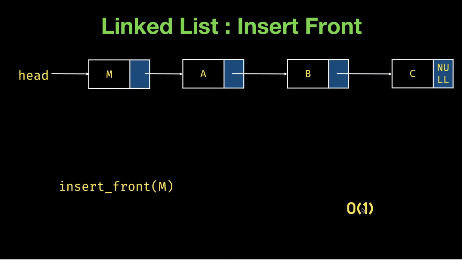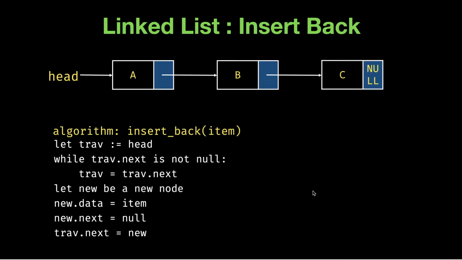So we can clearly see that this is O of 1, because if this list consisted of 1 billion nodes, the same number of operations would need to be executed. If this list consisted of 1 trillion nodes, also the same number of operations would need to be executed. So this is clearly O of 1.